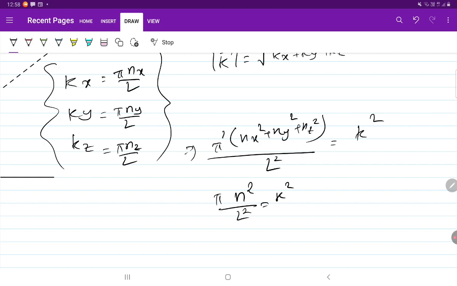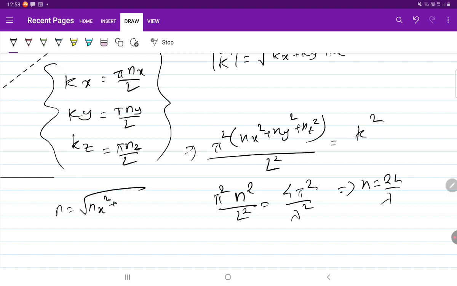So it is pi square n square by L square equal to k square, and k is equal to 2 pi by lambda, so we write 4 pi square by lambda square. From here we get n equal to 2L by lambda. Thus n can be written in the form 2L by lambda, and n is a number defined as the square root of nx square plus ny square plus nz square.